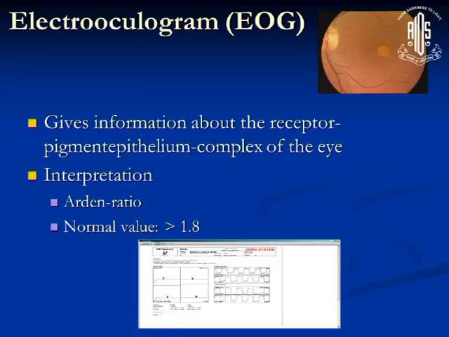Now coming to the EOG, the indication is limited. It gives information about the receptor pigment epithelial complex. What we need to see is the Arden ratio. The normal value is greater than 1.8. If it is less than 1.8, then we diagnose Best disease.